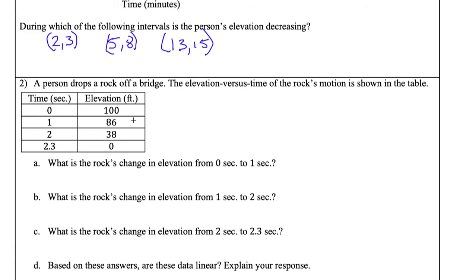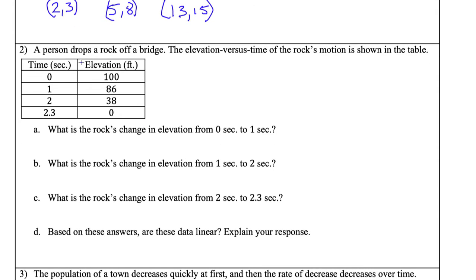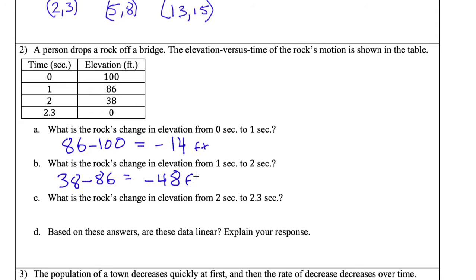Number 2, rock change elevation between 0 and 1 second. So between 0 and 1, it went from 100 to 86. So you're really doing 86 minus 100. So if I'm showing my work, I'm saying this is 86 minus 100. You guys can shout out, it's negative 14. Between 1 and 2 seconds, you're going to do 38 minus 86 and negative 48, thank you. And technically all these should be in feet if I am correct.